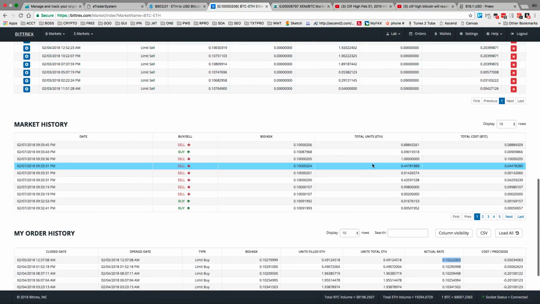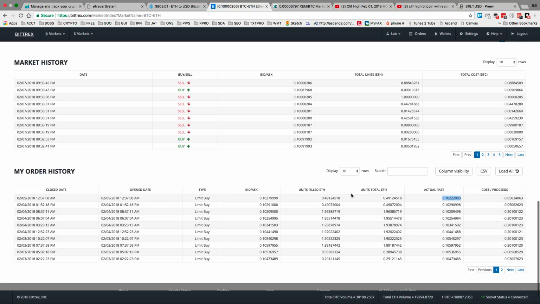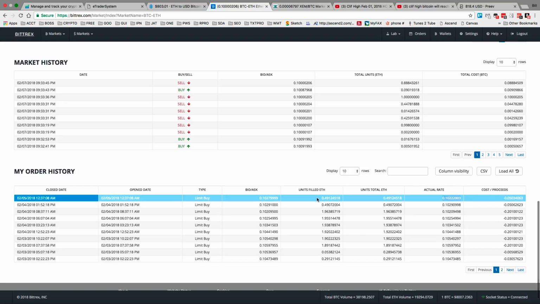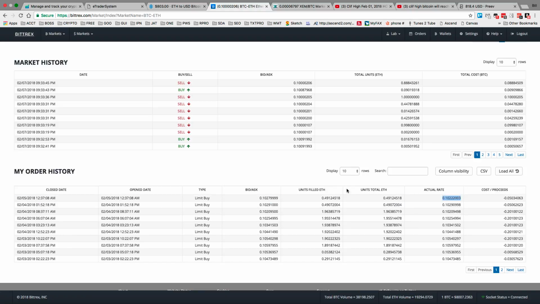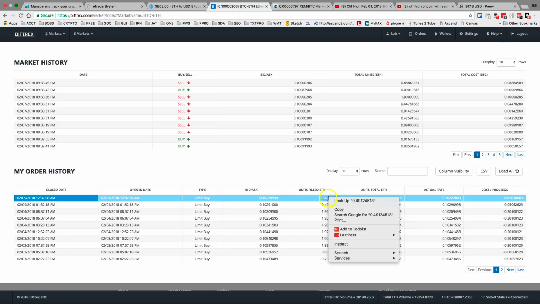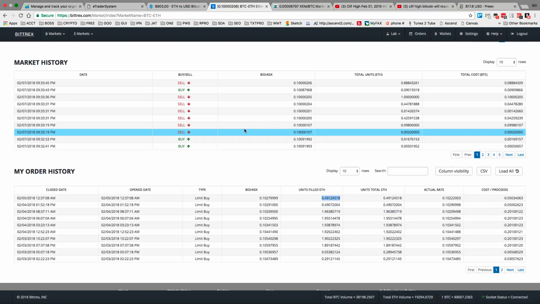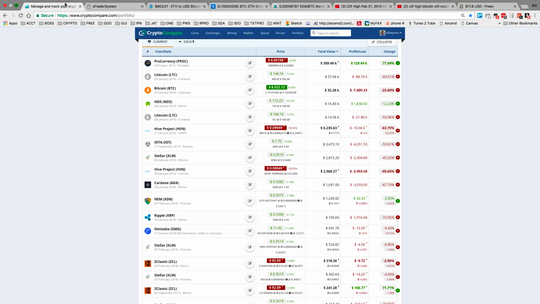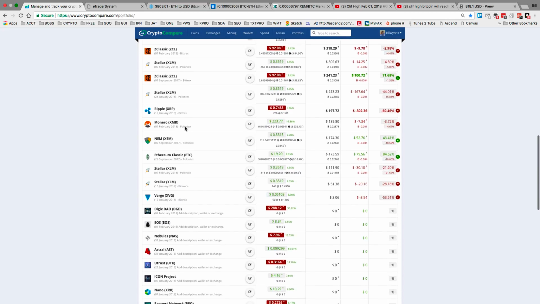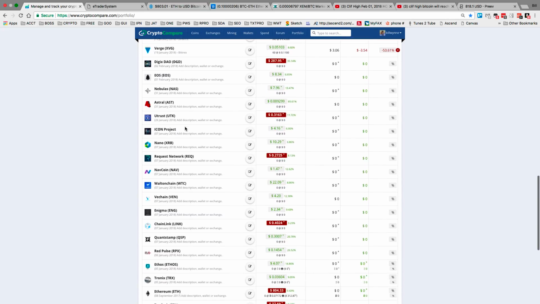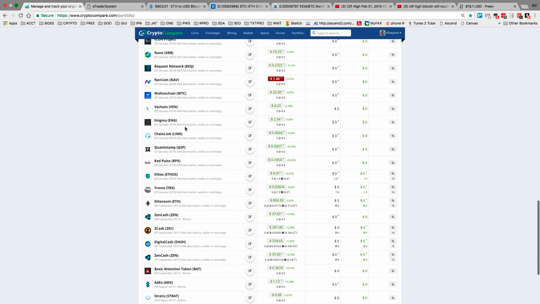So what we have here, this is the order that I'm going to cancel out. So what we'll do is we're going to take this amount that was purchased, 0.49, etc. And I'm going to come to this website that I like. It's called Crypto Compare. You can create a free account and then you can use it to manage your portfolio. So I know we have Ethereum in this list somewhere. And I don't think I have any in my portfolio right now, actually.